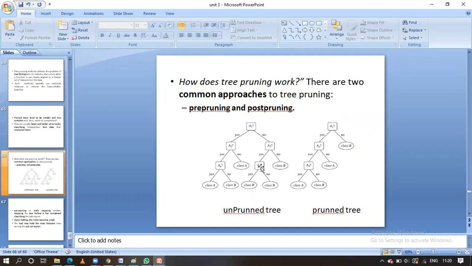Here, if you observe the right side of this root, all the branches are pointing to class B, so there is no need for these sub-branches; we just remove them. On the left-hand side, it is pointing to A and B and A, so you cannot merge those. But where all the leaf nodes point to class B, we remove them and point to the class B label. In this way, we prune the tree.